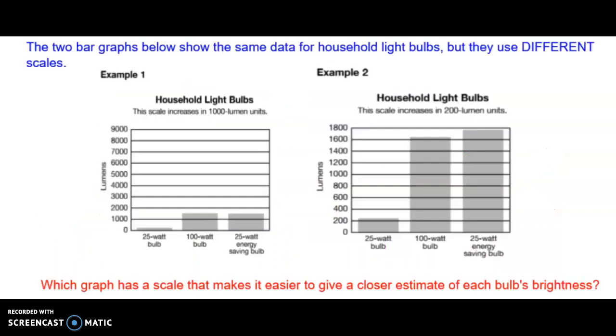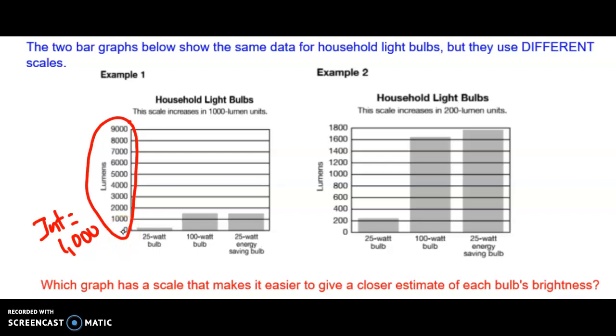Okay, so we're going to look at two different types of scales here. So I have two bar graphs below that show the same data for household light bulbs, but they're using different scales. So when we look at example 1, we have a scale that's going from 0 to 9,000, and the interval for that one is going from 0 to 1,000, 1,000 to 2,000. So it's jumping 1,000 numbers each time. Okay, so looking at that graph, here's where all of our data is plotted on this graph that goes from 0 to 9,000 with an interval of 1,000.